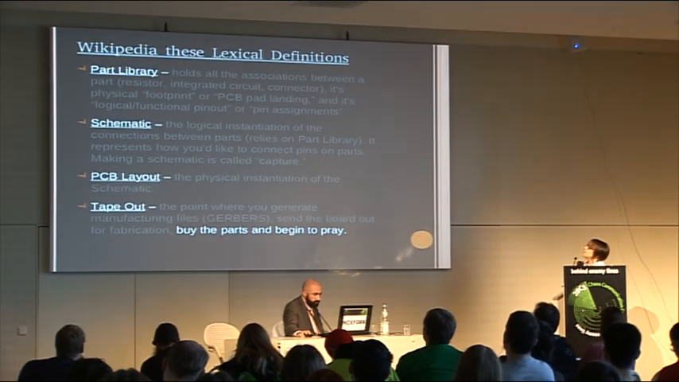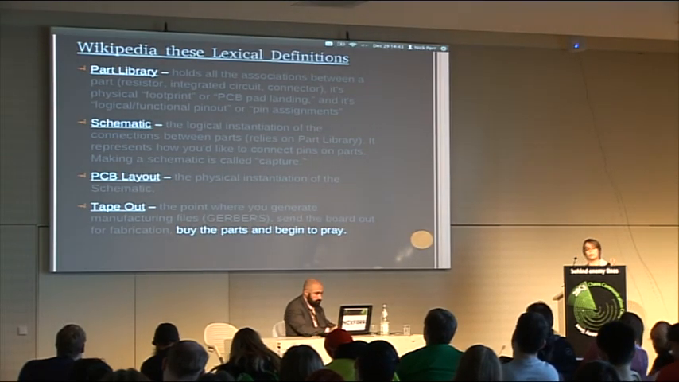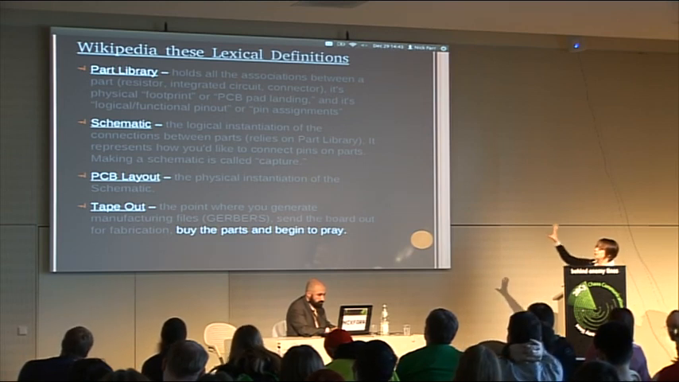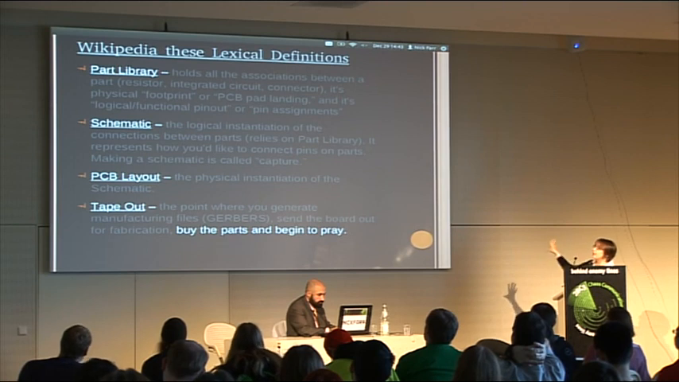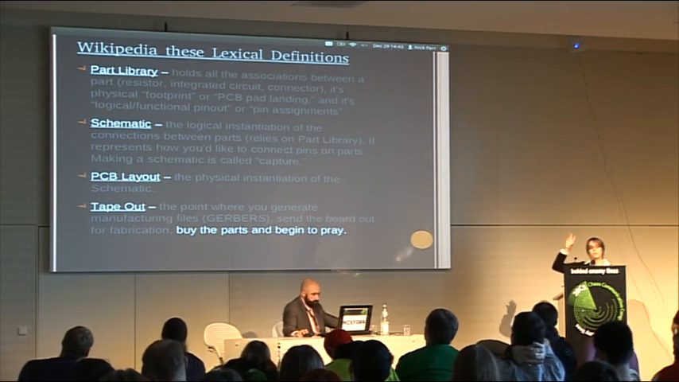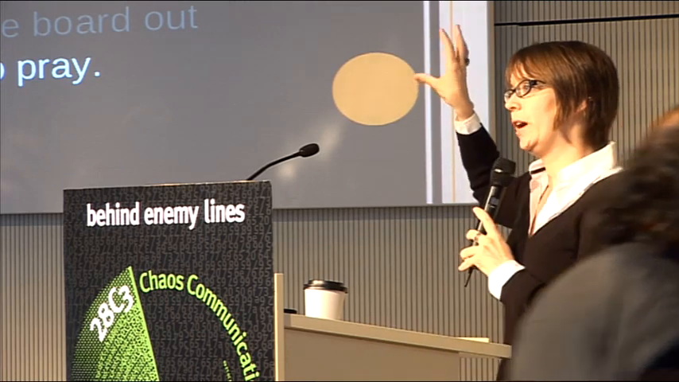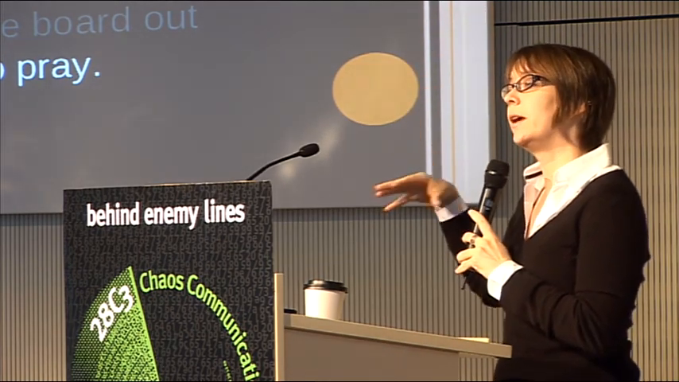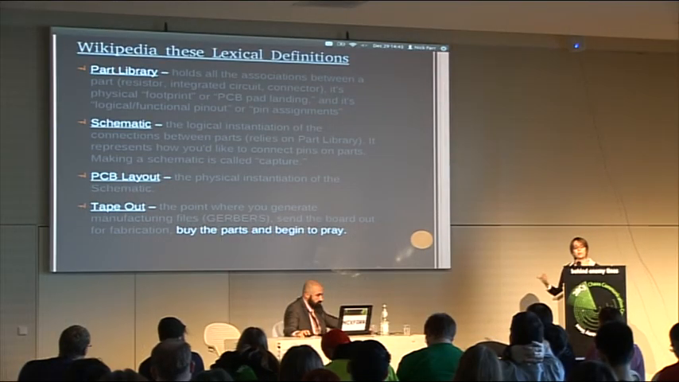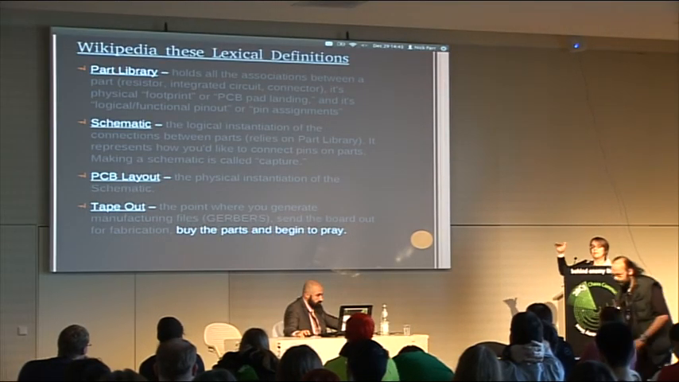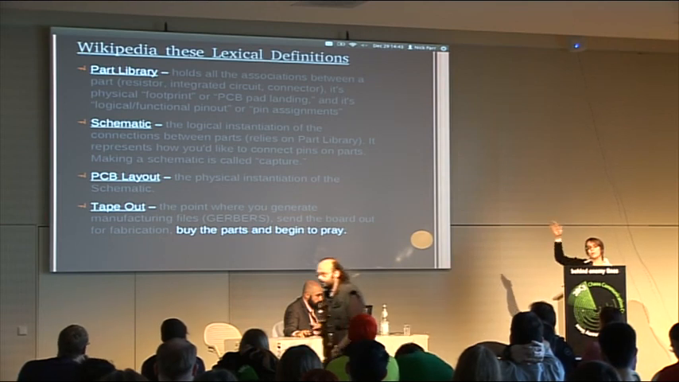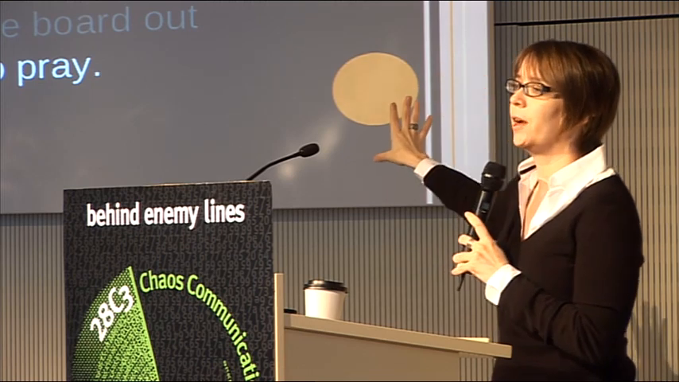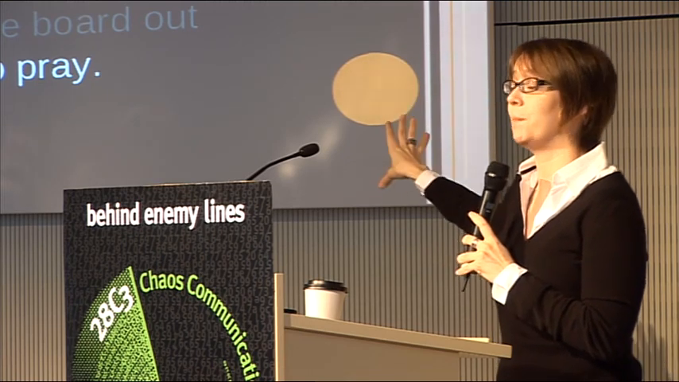Going through the next bits, which get really into EE stuff, you want to Wikipedia these lexical definitions. I've grayed out the definitions that you should read later. A part library is the representation of physical parts in your CAD system. A schematic is the logical drawing of how you connect all this stuff. A layout is the software representation of how it physically looks as a circuit board. And tapeout is the step where you're done with all of your CAD cycling and double checking on paper, and then you send it out for manufacturing and start to pray that it comes back right.